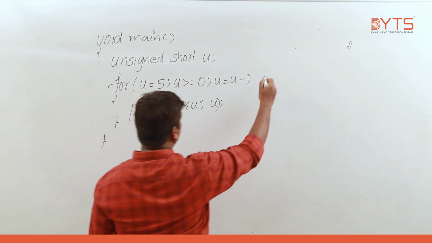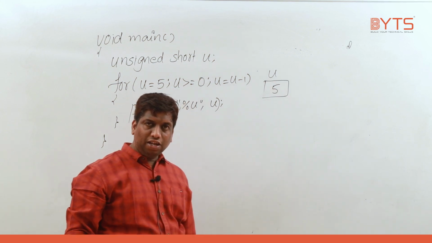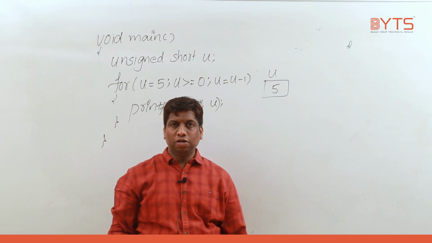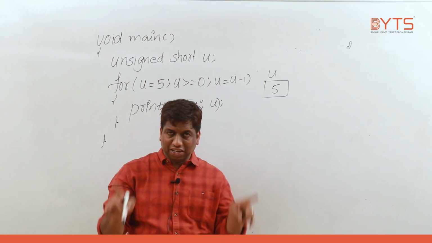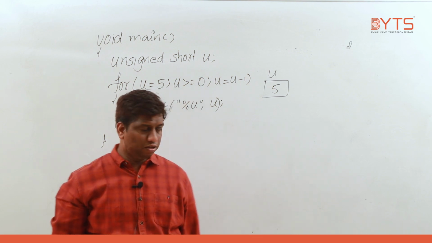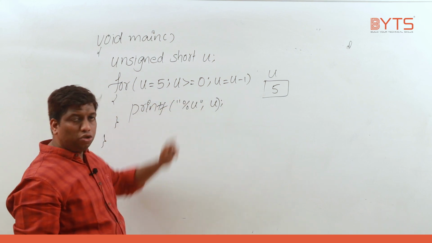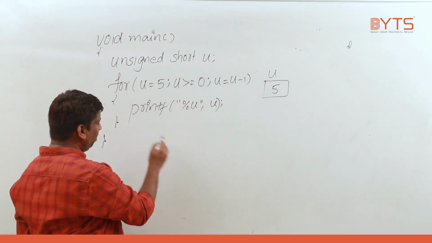Well, what is the value of u? 5. Again and again I am telling you, if you are not writing the program, simply pause the video. By seeing the screen, if you try to guess the output, you will not get it. You should write the program compulsorily. It's a good practice. Well, so 5 greater than or equal to 0, true. So what is the answer? 5. End of the loop.